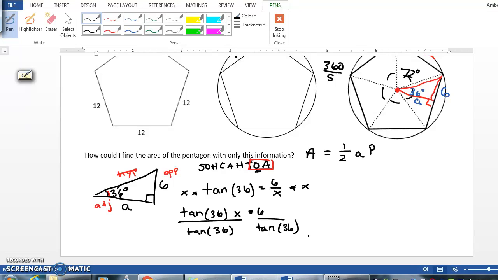And then all you do is simply plug that in your calculator. I will do this too. 6 divided by tangent of 36. And x is approximately 0.774. Okay? And x, like I said before, is actually our apothem.